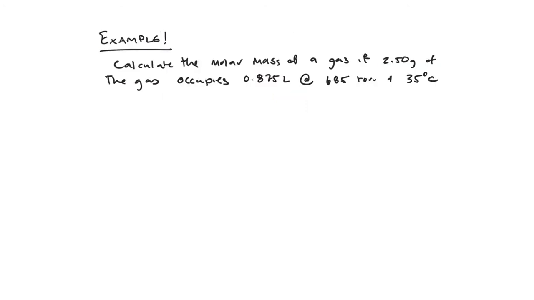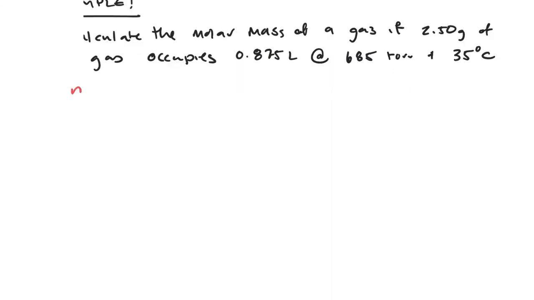So if I'm looking for the molar mass of a gas, 2.5 grams of the gas occupies 0.875 liters at 685 torr and 35 degrees Celsius. Okay, so I know the mass. The mass is going to be equal to 2.50 grams, so I don't have to do anything with that. I need to know the number of moles, because if I'm looking for molar mass, the units I want to end up in are grams per mole. I know the grams. I need to know the number of moles.